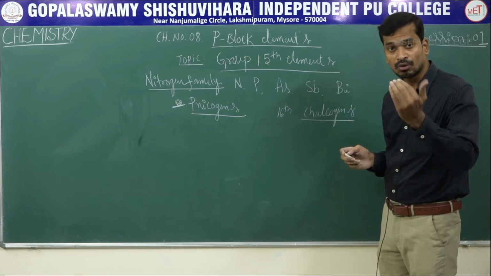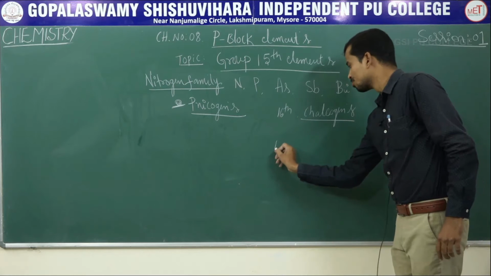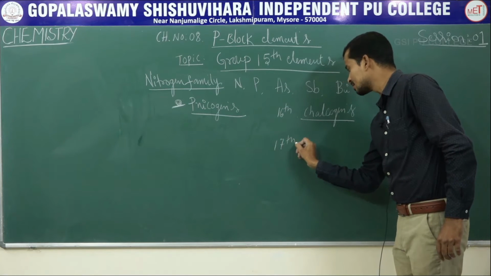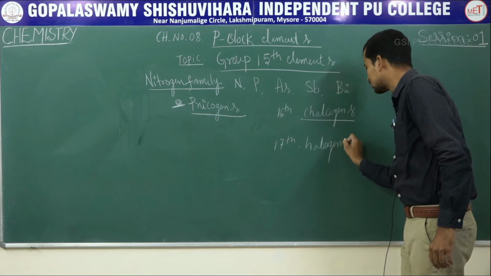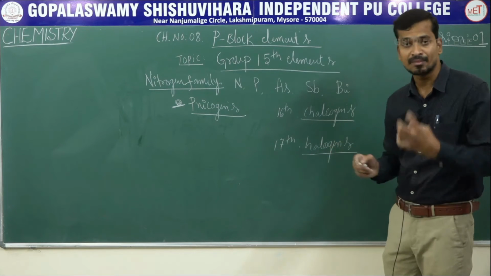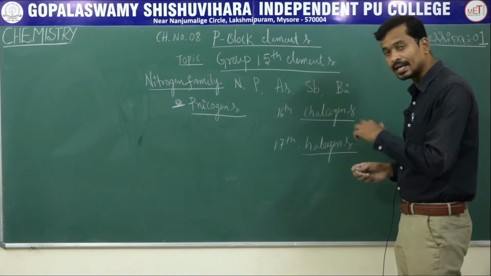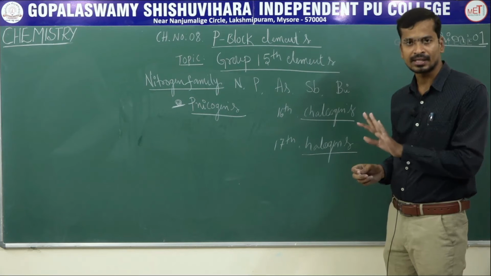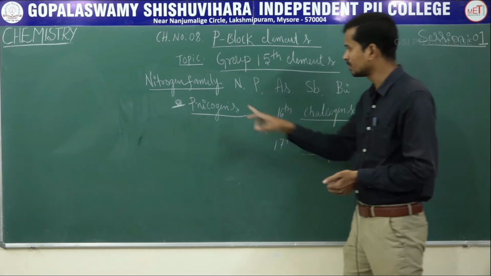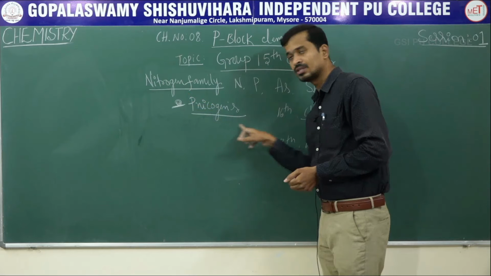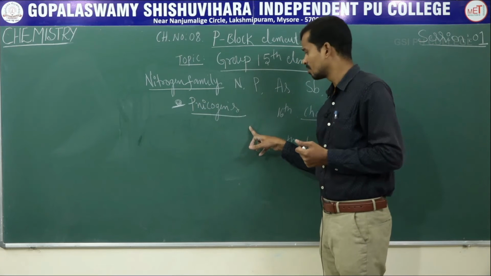Chalcogens means ore forming elements. Group 17 elements are also called halogens, meaning salt forming elements. Group 18 elements are also called noble gases, inert gases or rare gases. Clear? Group 15 is also called pnictogens, meaning suffocation gas producers.